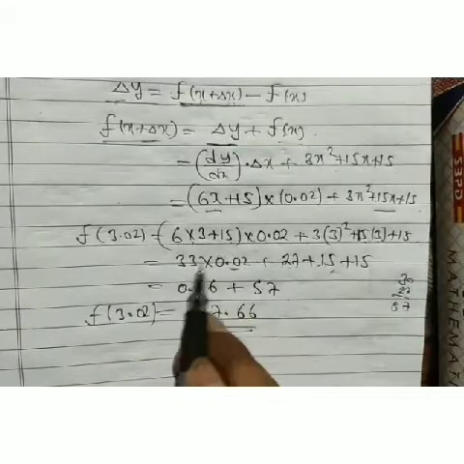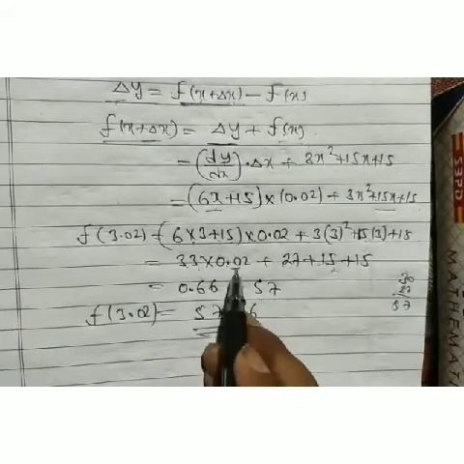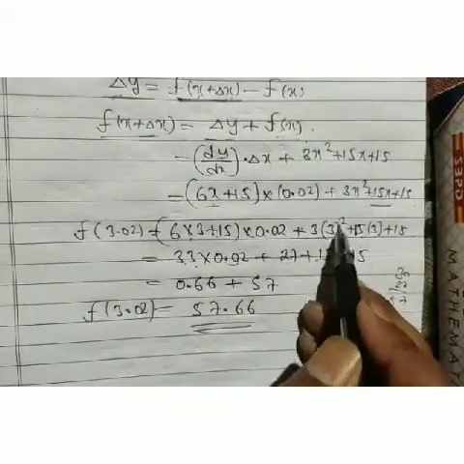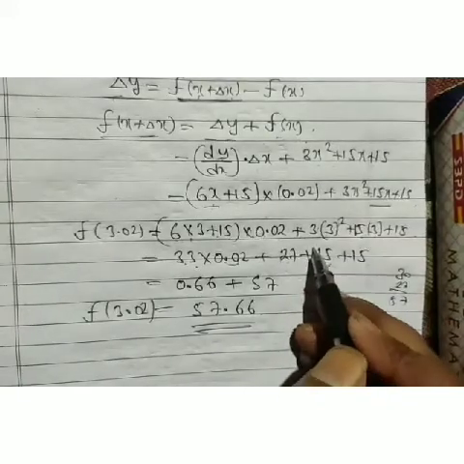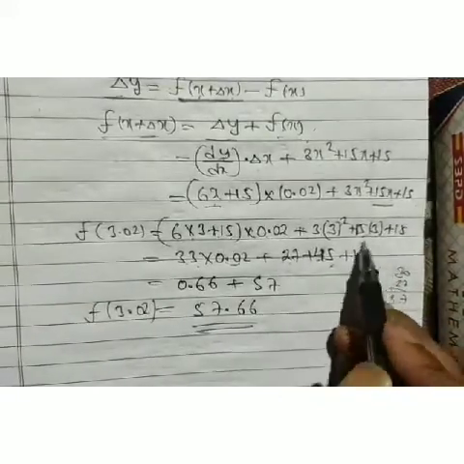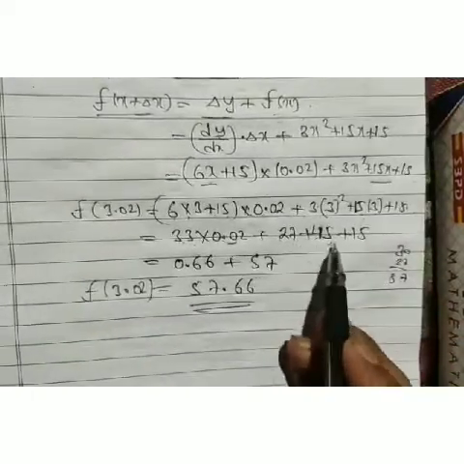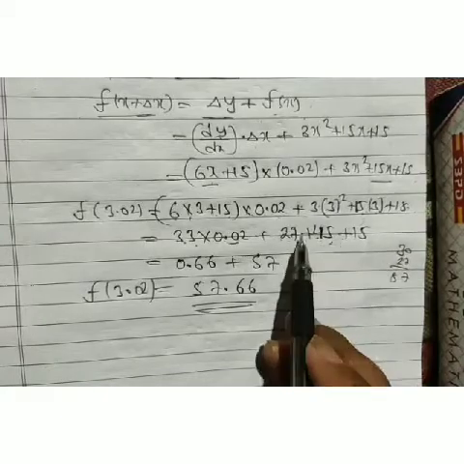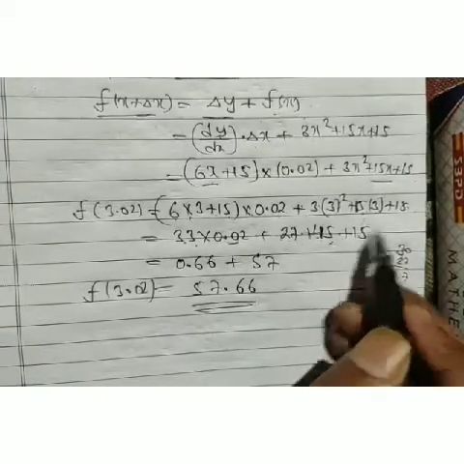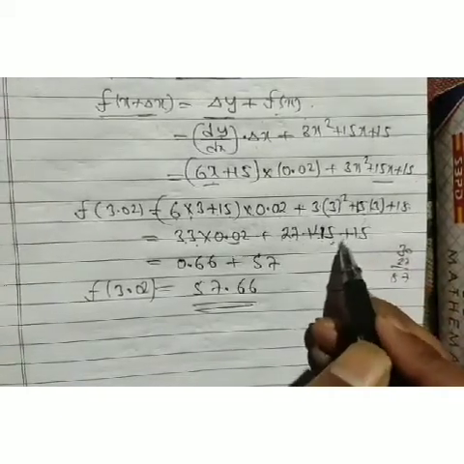Now 18 plus 15, 33, 33 into 0.02. Then we get 3 square 9, 9 times 3 is 27. Now here is a mistake, 15 times 3, we get 45 here. 45 plus 15, then what? Now there is a change, 45 plus 5 is 50, plus 10 is 60. Then what do we get?